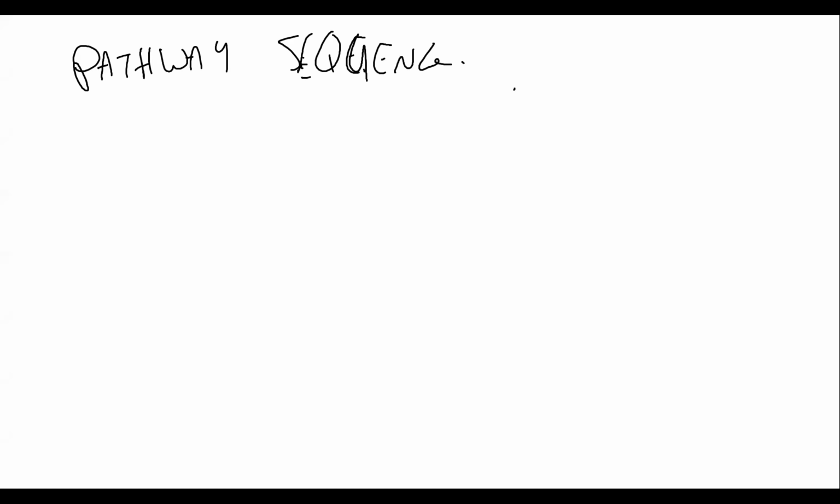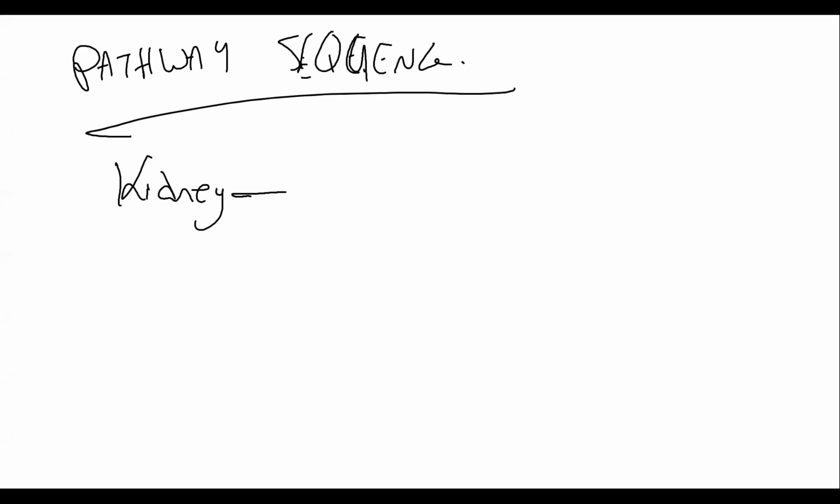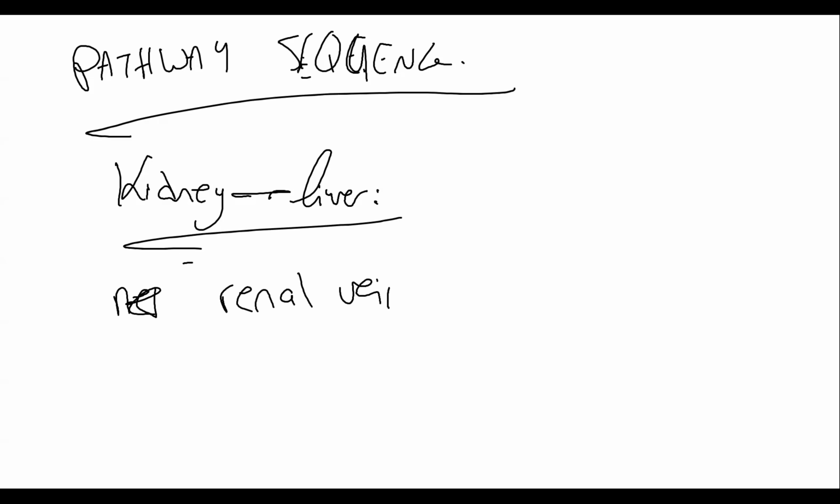If you want to speak about the pathway sequence, this is out of topic, but let's stay on it. So if you want to speak about the pathway sequence from the kidney to the liver, we start with the renal vein. Usually we start with veins. So from the renal vein to the inferior vena cava.